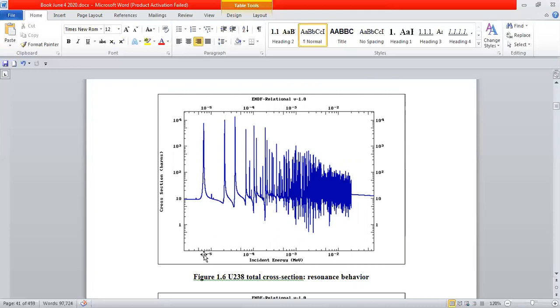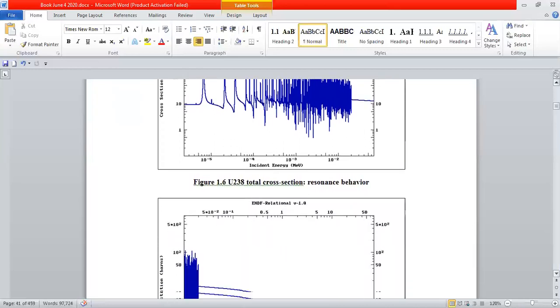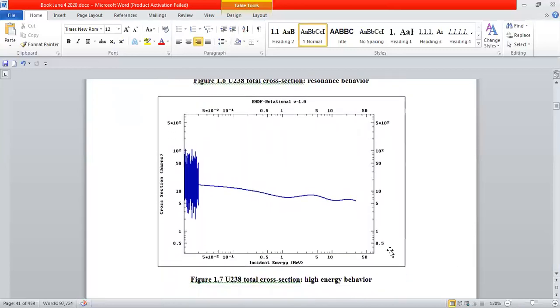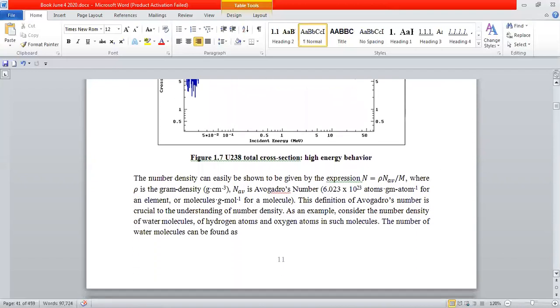So look at this range, 10 to the minus 5 to 10 to the minus 2 MeV. This is where you've got resonances. Now let's look at the fast energy side of it. The fast energy is in MeV, million electron volts. Nice behavior over here, but this is the border between the resonances and the fast. So these are quite unresolved. Okay, so now you've got some idea what cross sections look like.